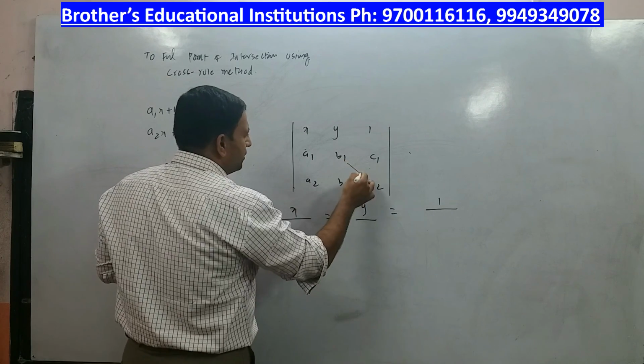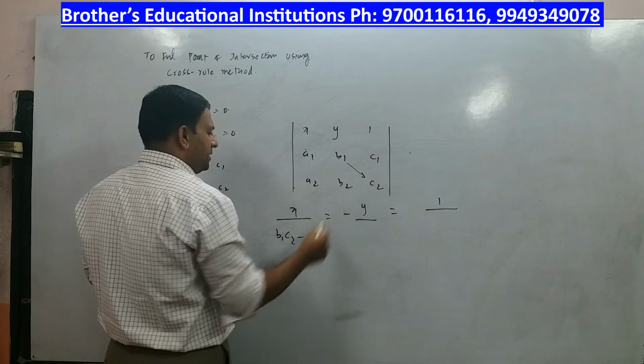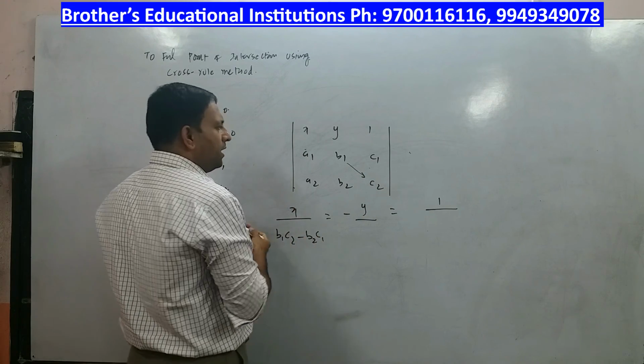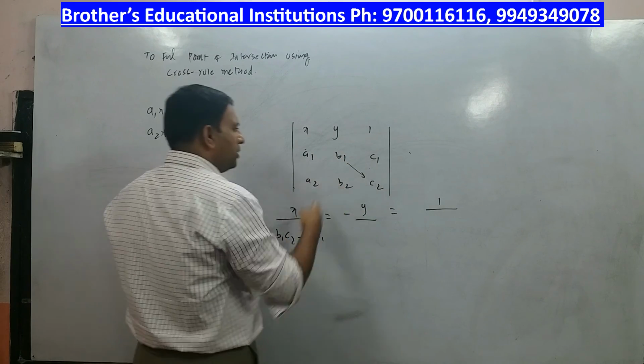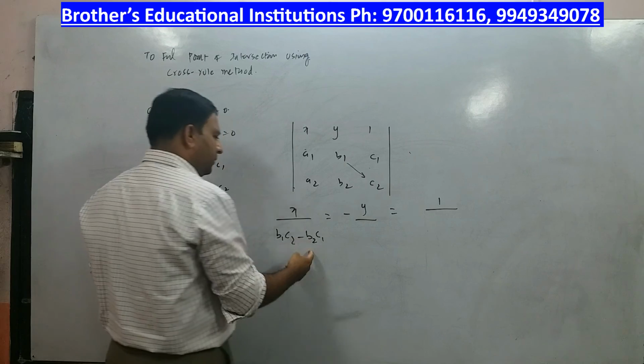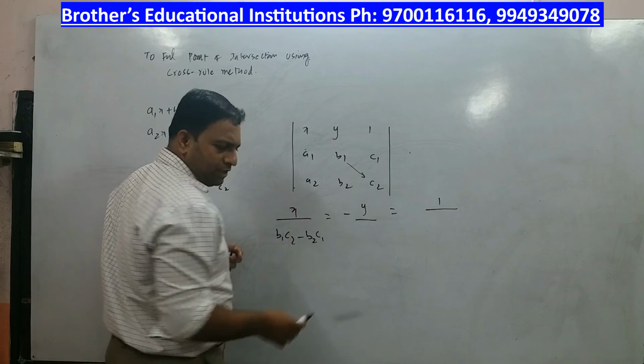As of now, I can just tell you, it is b1, c2. Down means positive, up means negative, minus b2, c1. And always from left side, you should go down, right? And from right side, you must come down. So b1, c2 minus c1, b2, right? Next, minus y by something. Close this row and close this column. So it is a1, c2.